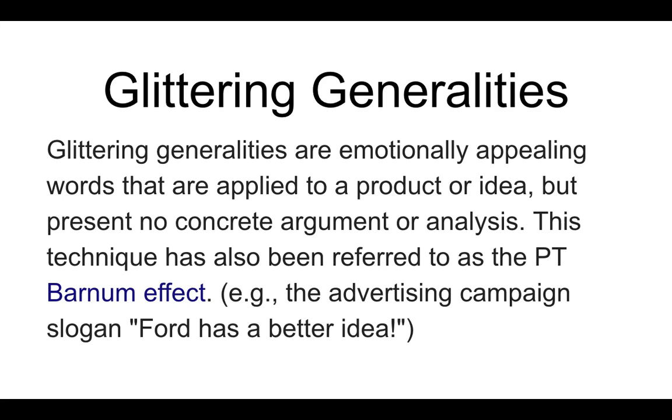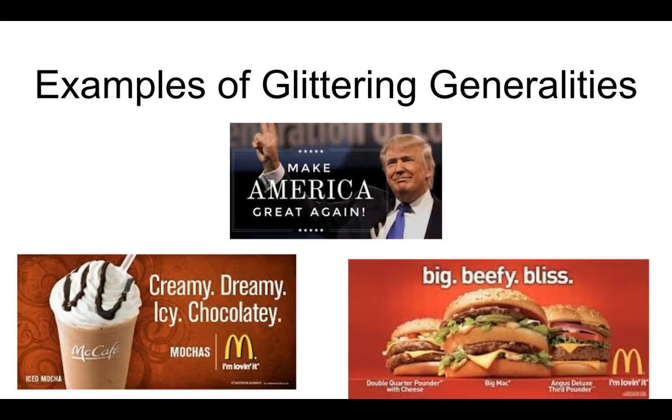So let's take a look at some of what glittering generalities look like, right? So creamy, dreamy, icy, chocolatey, right? It's not really telling you anything there. It's just basically describing things. What does it mean to be dreamy? Big, beefy bliss. What does this really mean, right? And then obviously, "Make America Great Again." What is really being said by that phrase, right? Is it really telling you what it means to be great, right?